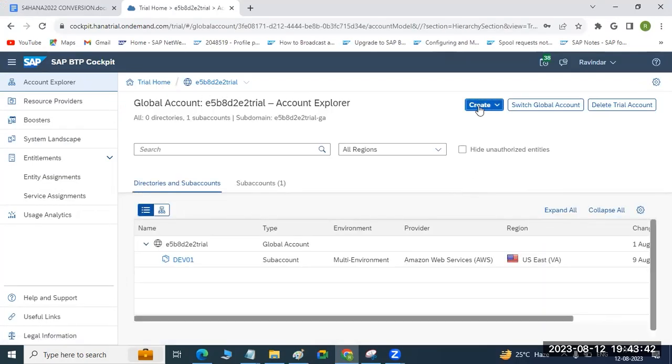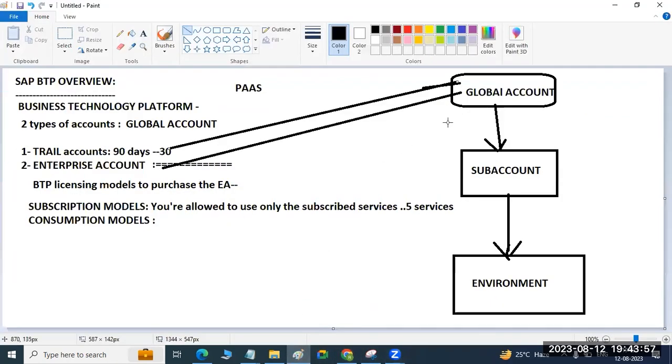Under this, we have to go ahead and create the sub accounts or directories. In the next session, I am going to explain what sub accounts and directories are, everything. Once you are okay with this licensing model, because now we are discussing more about the global account, the configuration part is what we have to discuss next. First of all, what accounts SAP is providing to the customers. That is the licensing model we are discussing.